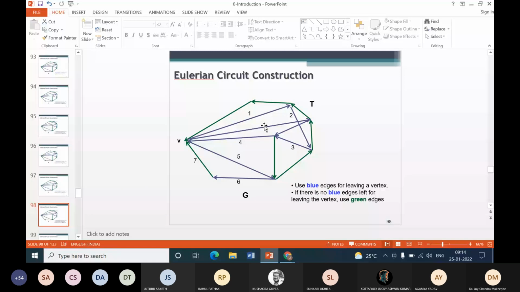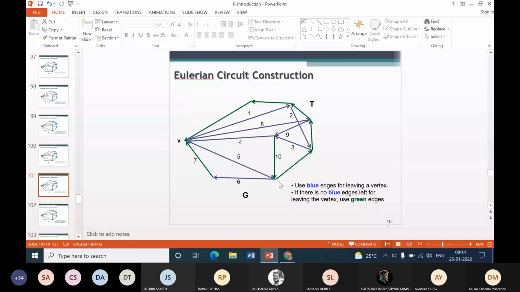From here I have one green edge and another blue edge. So again I go by this blue edge, the 9th edge. But when I came here, I see that there is no blue edge which is not visited. This edge is already visited. So I have to go by the green edge.